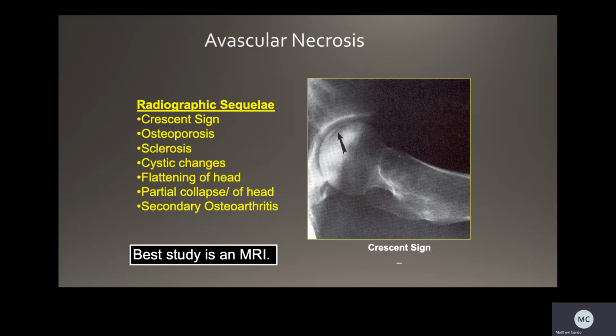What we're going to see on radiograph is something called a crescent sign. That crescent sign is a little area of darkness that forms in the shape of a crescent right around the femoral head. We're going to see some osteoporosis, which makes sense, right? If the bone's not getting enough blood supply, it's going to start dying off. Sometimes we'll see some sclerosis as well, some thickening around that site. There might be some cystic changes. Flattening of the head is a big one for avascular necrosis. So if we see that the femoral head is not round anymore and has kind of a flat top to it, then that's pretty good evidence that avascular necrosis is happening.